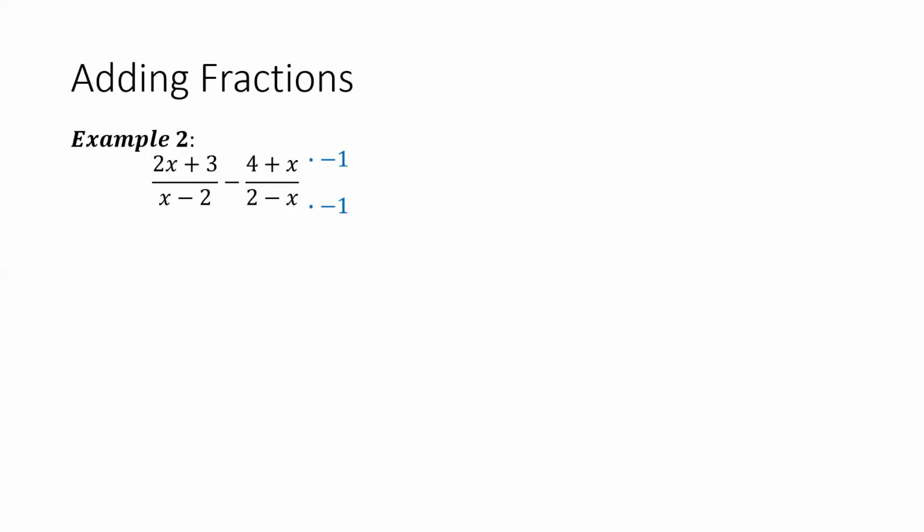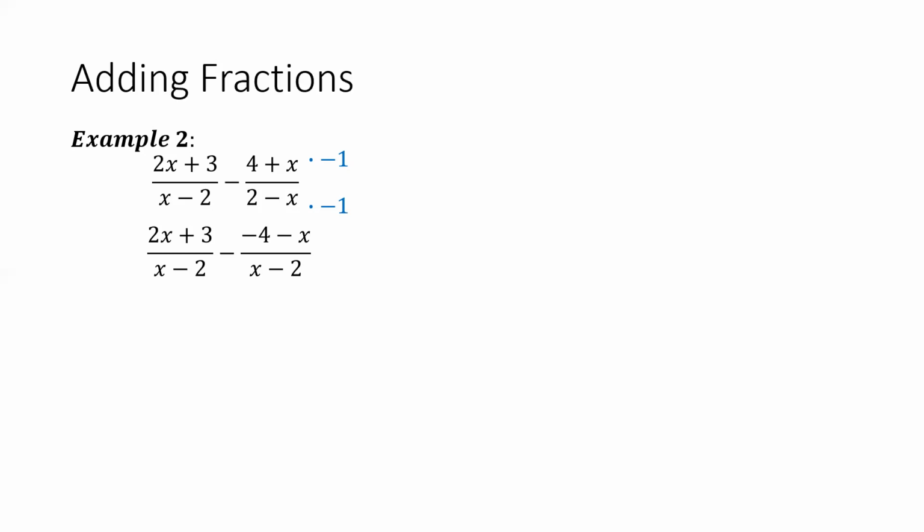Because if I multiply my fraction by a -1, then my denominator changes to an x minus 2, and I get my LCD. They match up. I don't even really need to find the LCD. I just have to make sure I multiply the top by -1. So 4 times -1 gets me -4. x times -1 gets me -x.